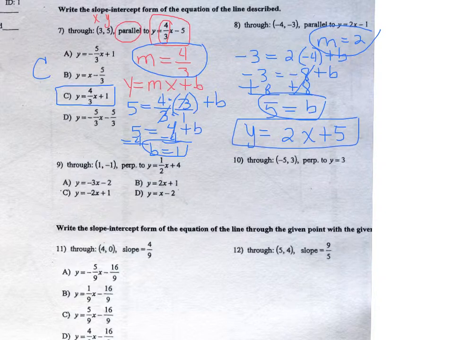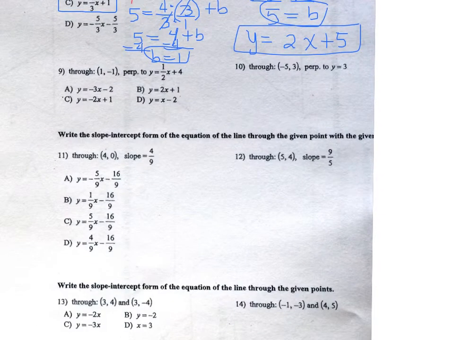Now, problem number 9, they want the equation of the line that is perpendicular. The slope that is given is 1/2. If they ask me for the line to be parallel, I'll use 1/2. But since they want the line to be perpendicular, I get the negative reciprocal of that. So that would be -2.